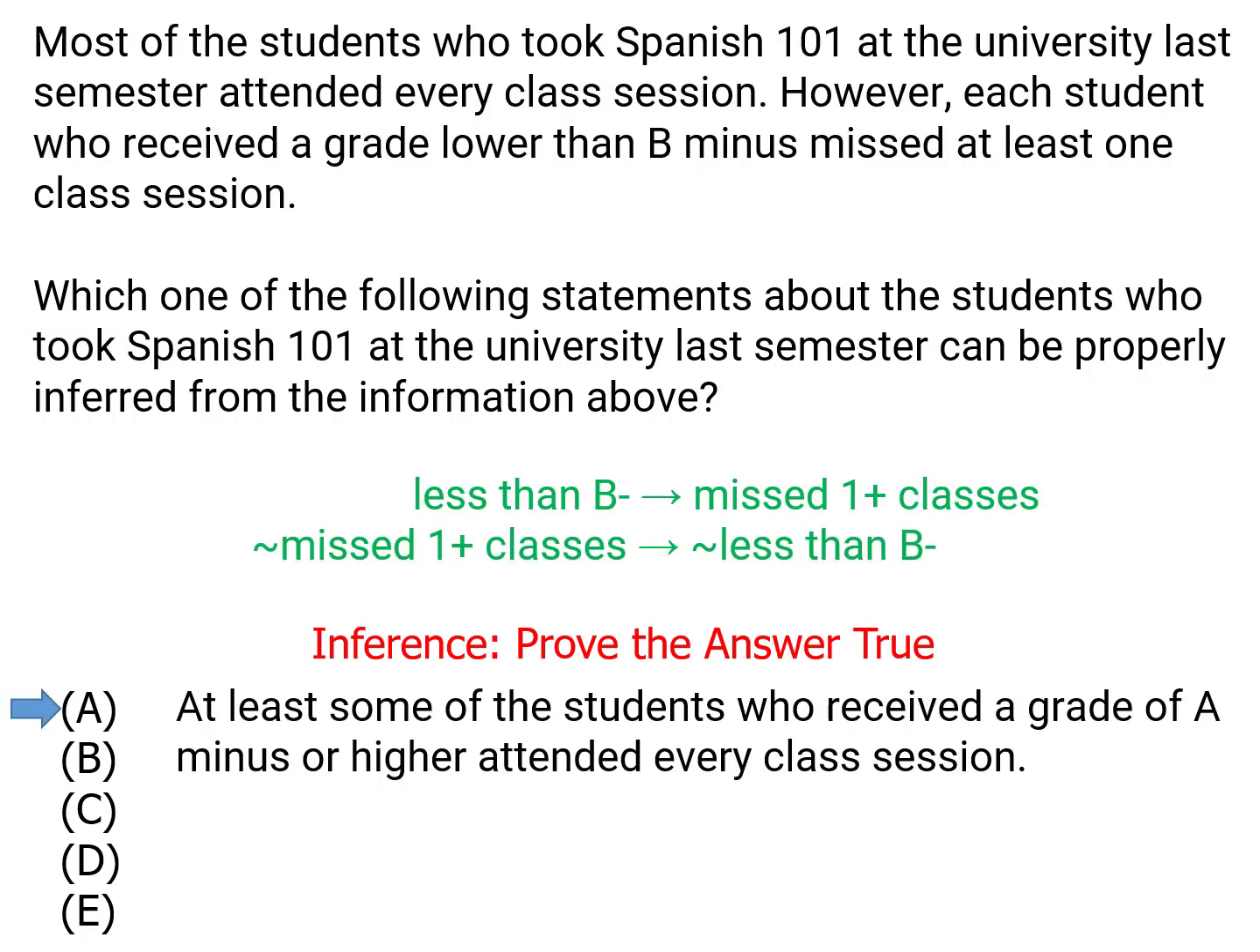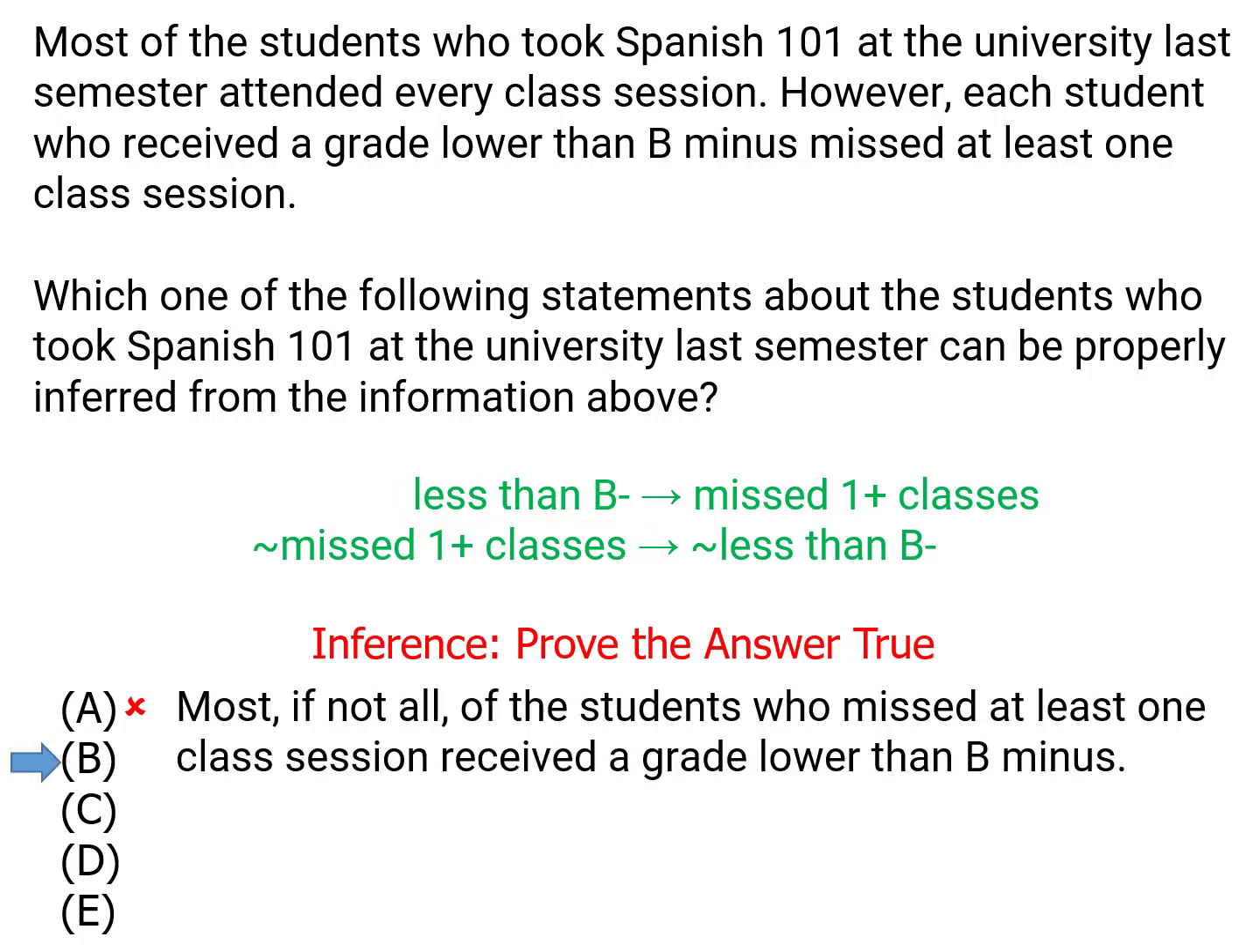Answer choice A, at least some of the students who received a grade of A- or higher. Well, notice our rule is not about people who got an A- or higher. Our rule only tells us something about people who got less than a B-. So I can't prove anything about people who got an A- or higher. A is not my answer. Answer choice B, most, if not all, the students who missed at least one class session. Well, I don't have a rule about people who missed at least one class session. I have a rule about people who didn't miss any class sessions.